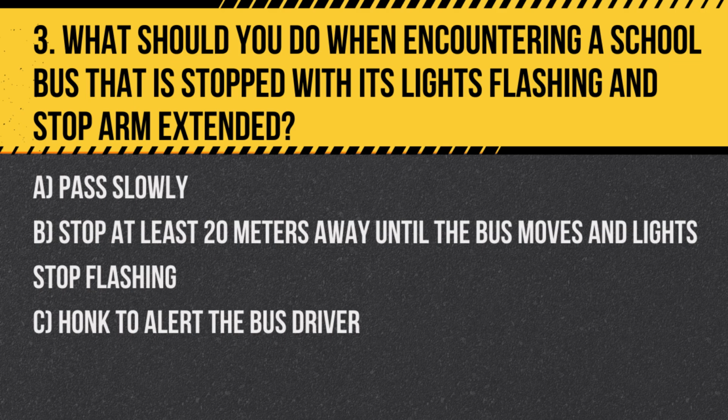Question 3. What should you do when encountering a school bus that is stopped with its lights flashing and stop arm extended? A. Pass slowly. B. Stop at least 20 meters away until the bus moves and lights stop flashing. C. Honk to alert the bus driver.